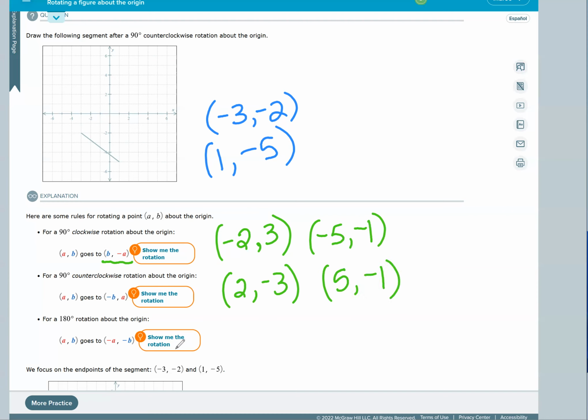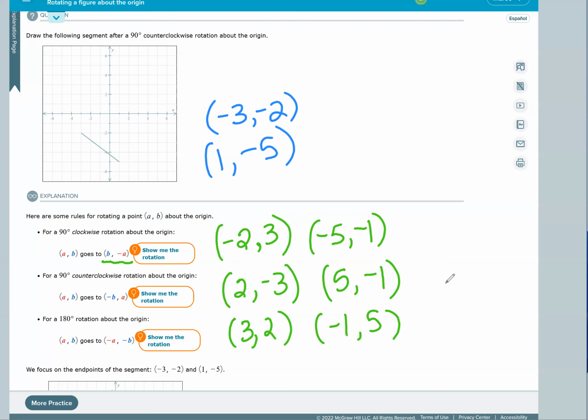And when you're going 180 degrees, that is just upside down. Both of the values, both of the coordinates within the point, just change sign. So the first point will be (3, 2), and the second point will be (-1, 5). So these are the three rules that you're going to want to write down before you do the problems.